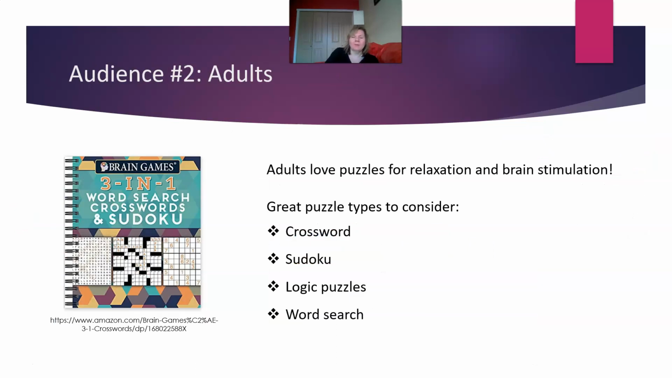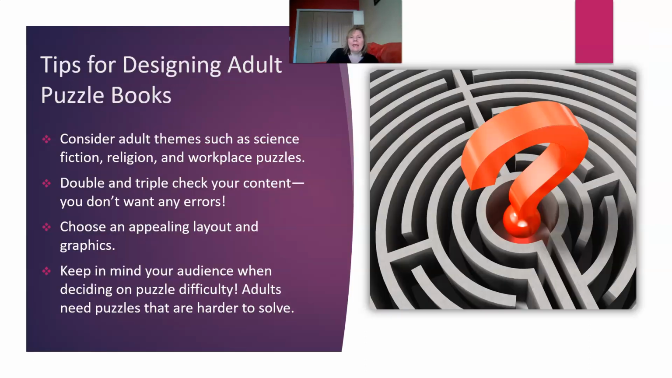The second audience is adults. Adults love puzzles for relaxation and brain stimulation, things like Sudoku, crosswords, word search. Like this is a 3-in-1 with those three popular ones. Some of the things you can keep in mind for designing popular adult puzzle books are things like using adult themes: science, religion, workplace, technical terms. And you want to double and triple check your content. You don't want to see any errors there. Adults are often not as forgiving as kids might be.